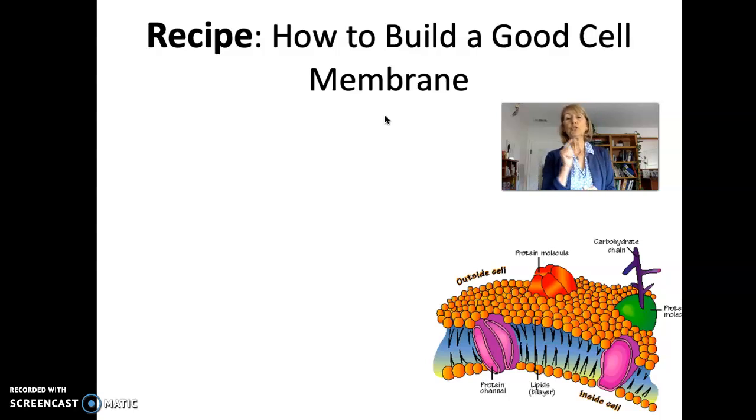The membrane is crucially important. That's what's going to let things in that should come in, let things out that should come out, and not let things in that shouldn't and out that shouldn't, because if they do, you could pop that cell. You could kill that cell. So this fence is very important. So how do you build a good fence?